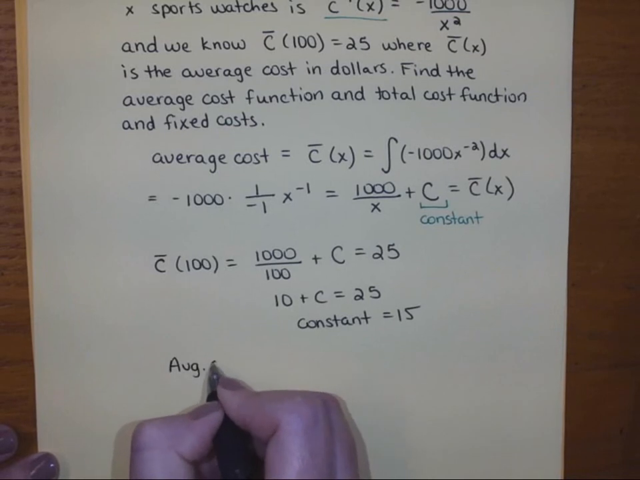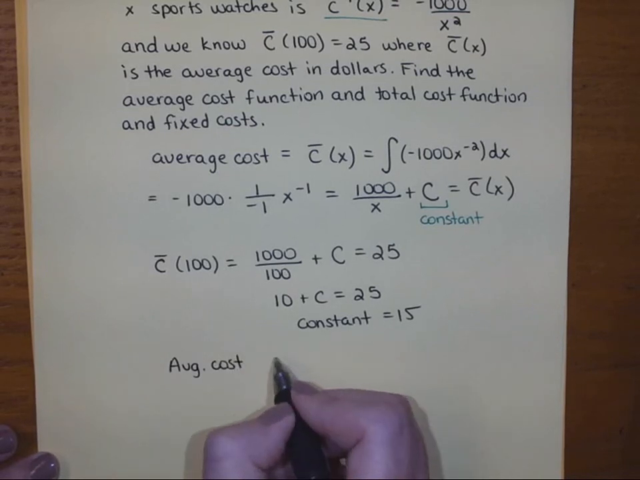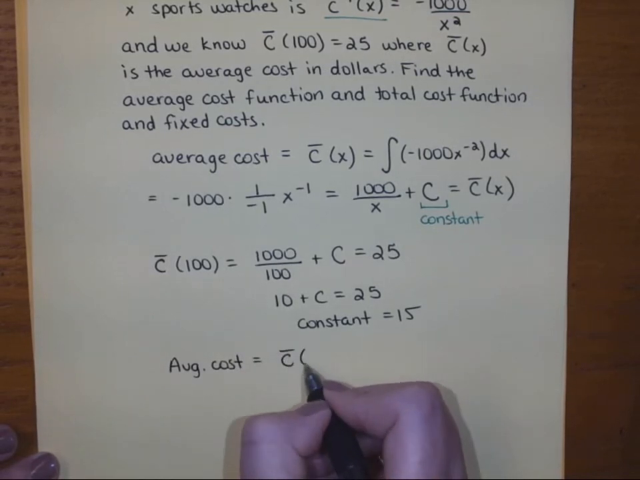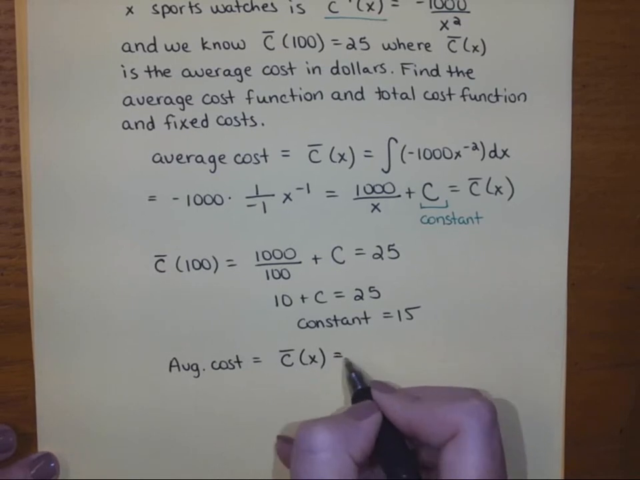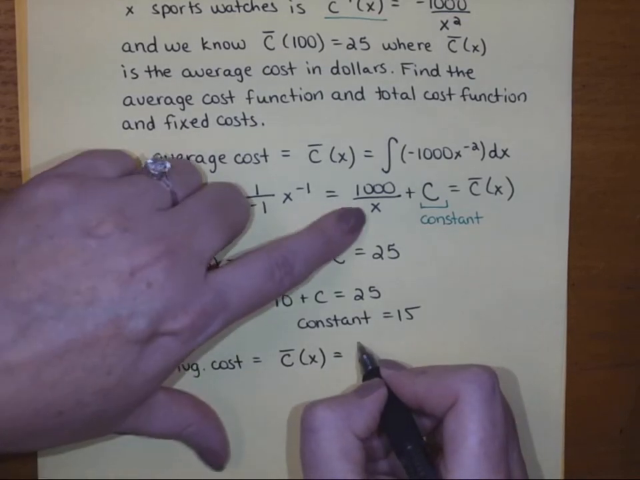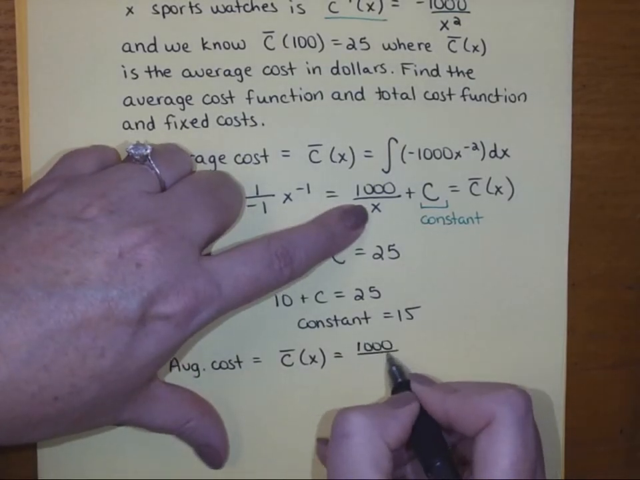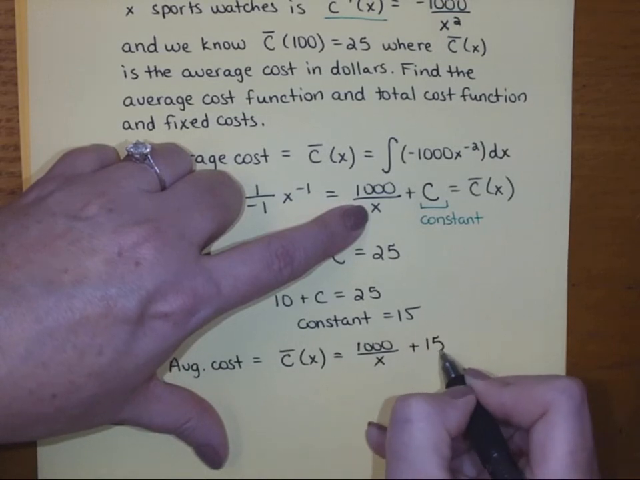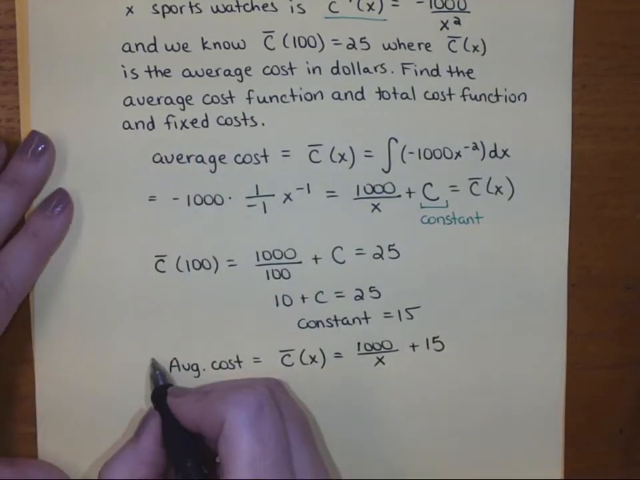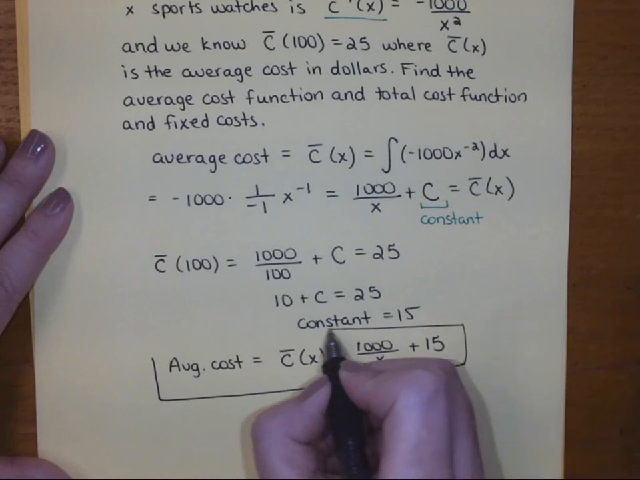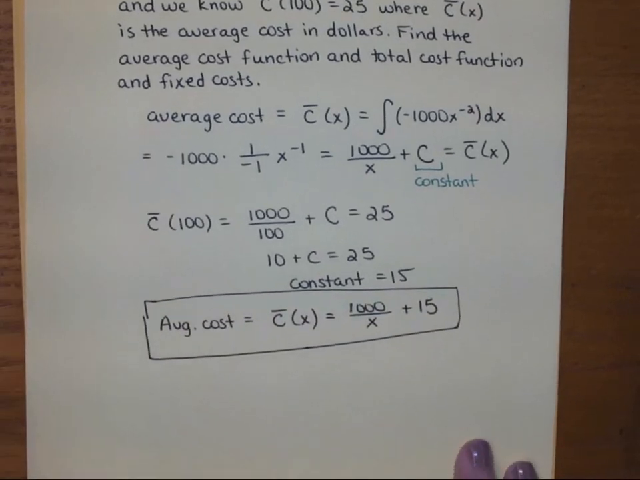All right, so now we have the average cost function. So the average cost is C bar of X, right? And here is the equation. We're going to repeat this, right? It's 1,000 over X plus what we just found the constant to be. Okay, so that's one thing I asked you to find.